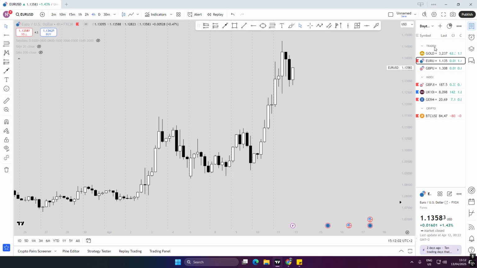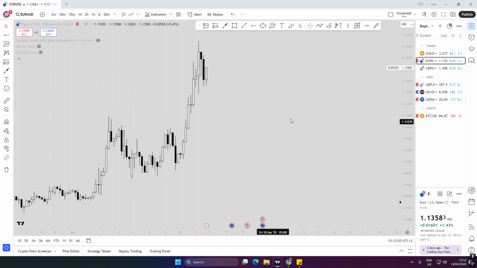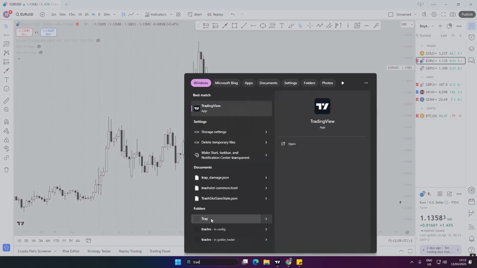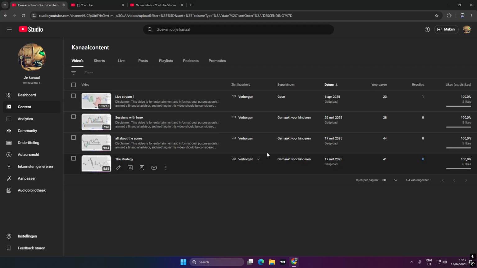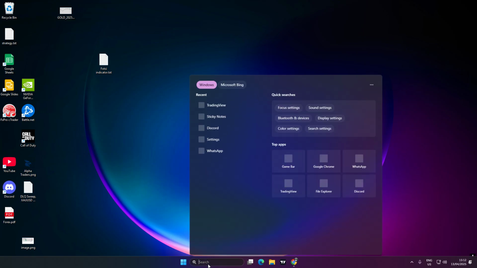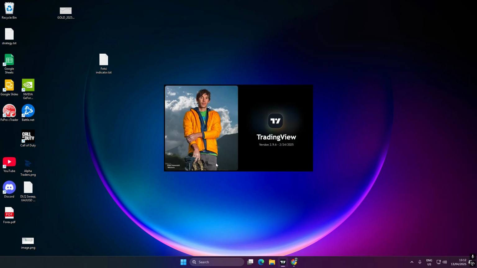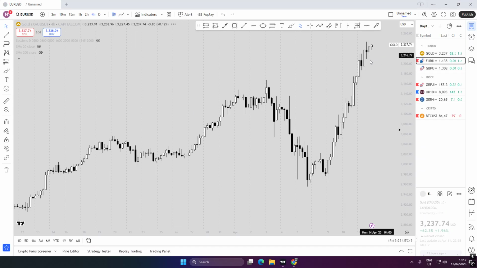My TradingView is bugging out, but that's okay. Wait a minute, TradingView. I'll do it again. TradingView has to open. Okay, I'm back at it again.